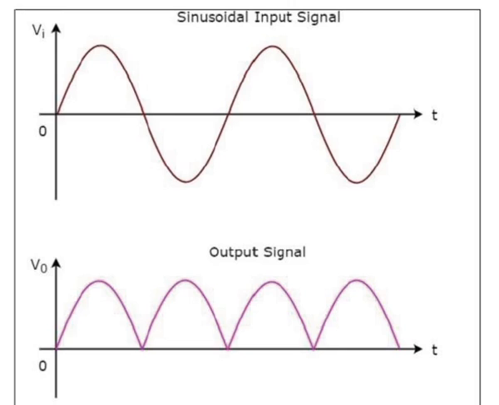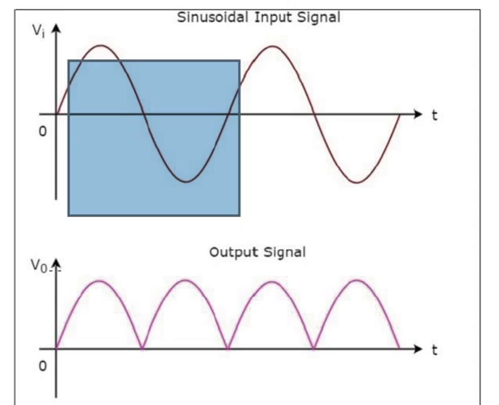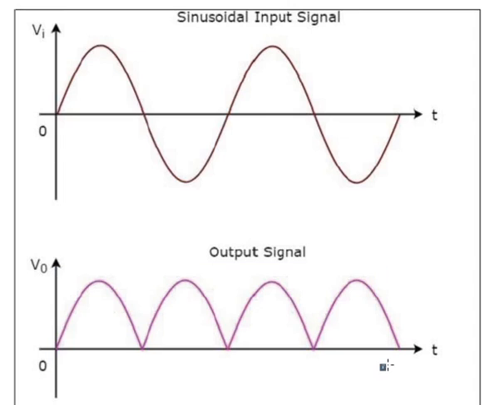So here you can see that all the positive and negative half cycles of the input AC signal are rectified, and you will get a corresponding DC output.